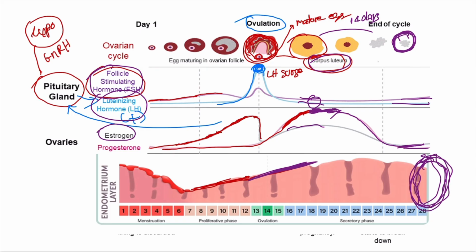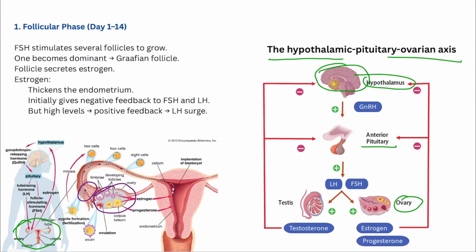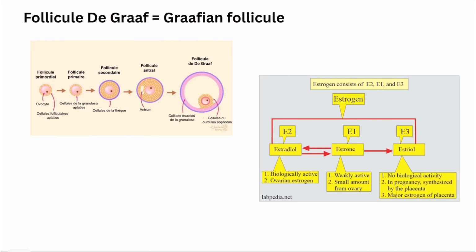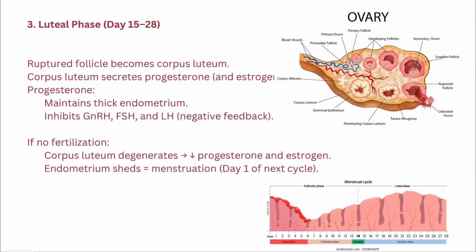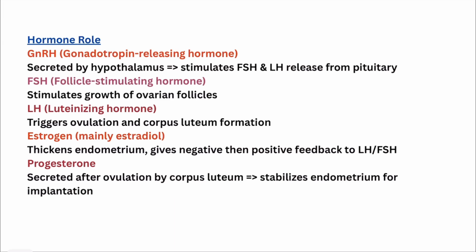When it leaves as blood, menstruation happens, and it starts from the first day of the follicular phase. So this is all about the menstrual cycle. Here you can read the names of the hormones and their roles.